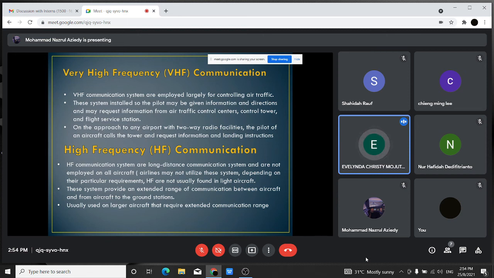High frequency communication. HF communication systems are not employed on all aircraft. This system provides an exchange of communication between aircraft and from aircraft to the ground station. It's usually used on larger aircraft that require extended range.